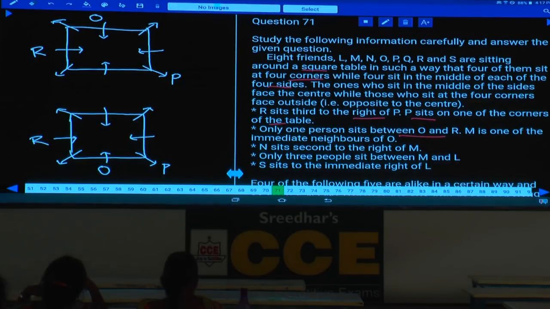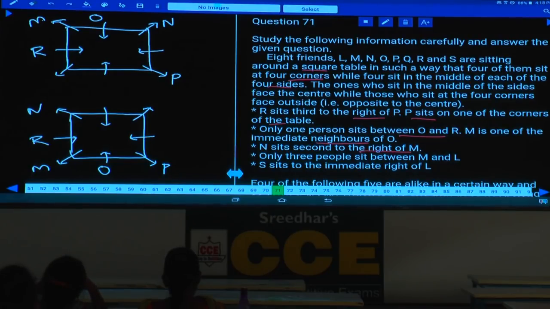M is one of the immediate neighbors of O. As M is one of the immediate neighbors of O, in this case M can be either at this place or at this place. M is an immediate neighbor of O, and N sits second to the right of M. As N is seated second to the right of M, M at this place is not possible. Hence M at this place, N will be here. And N sits second to the right of M, N will be at this place, isn't it? N sits second to the right of M.